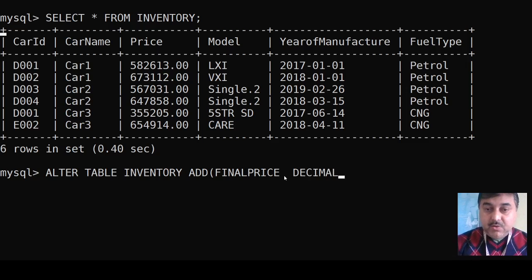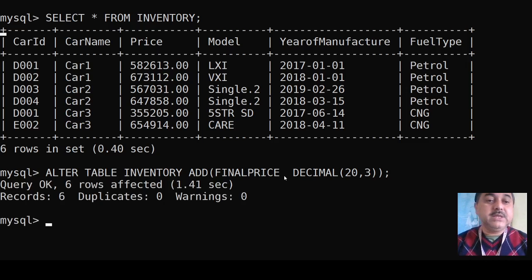Decimal. Now what is the length of it? Suppose I am giving 20 comma 2. Fine, let us say 20 comma 2. So this is how the length has been specified. 2 means 2 decimal places will be taken, isn't it? Or if you want to increase it to 3 places, then it will take 3 places. So whatever declaration you need to give, you will find it there. Then a semicolon. As we give the semicolon, this particular thing will take effect.